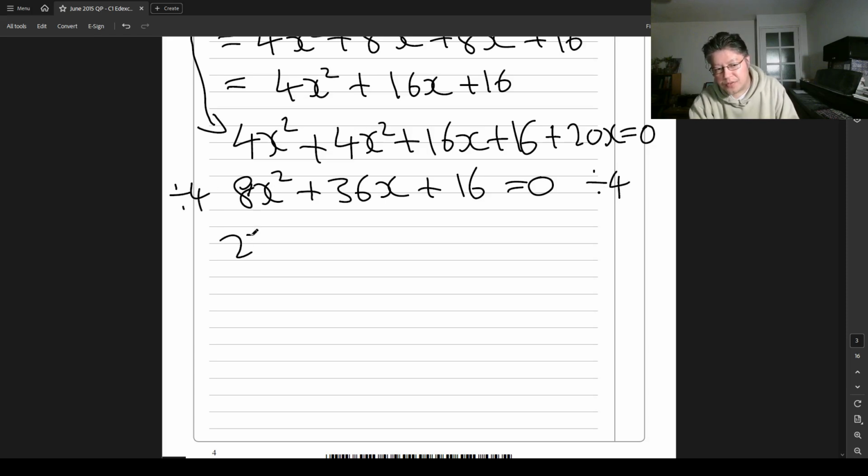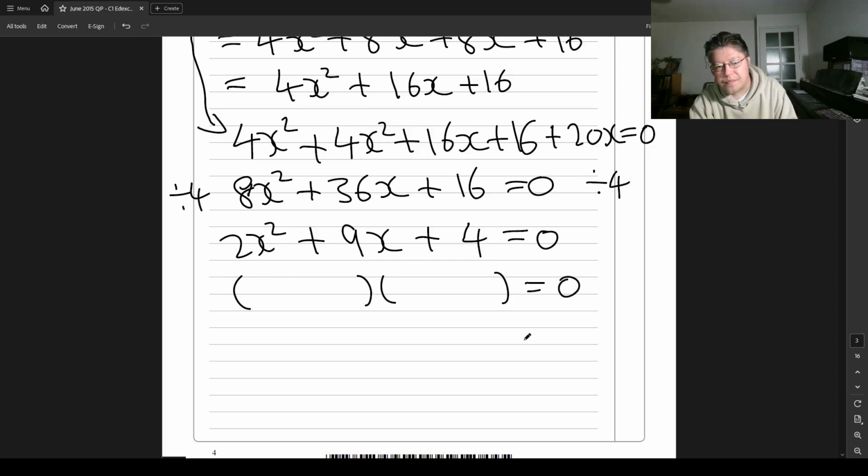So we need to divide each term by 4. So this becomes 2x squared plus 9x plus 4 equals 0. And this we should be able to factorize. So this turns into a double bracket. And 2x squared, so we better put a 2x and an x. And if we do some trial and error, we have a 4 here, so it's either a 2 and a 2, or a 1 and a 4, or 4 and a 1. And we can probably just by sight guess that it must be a plus 4 to give you an 8x on the outer, and a plus 1 to give you a 1x on the inner, so 8x plus 1x is 9x.